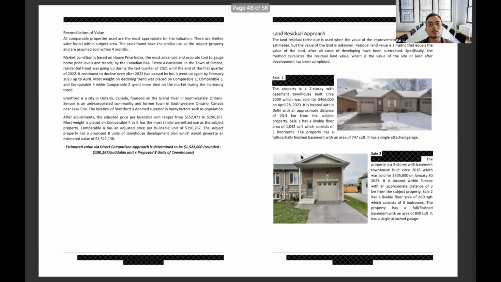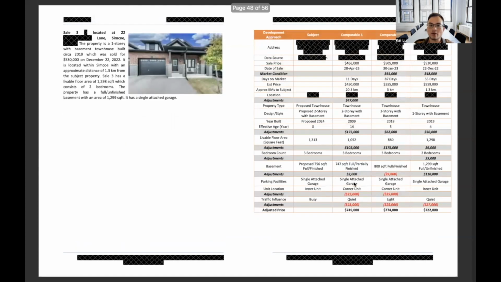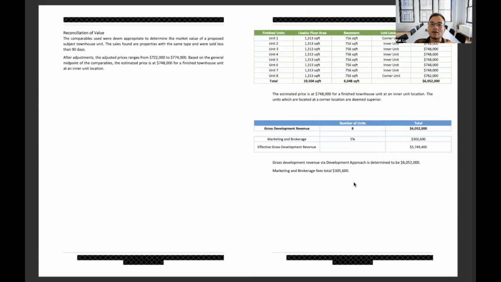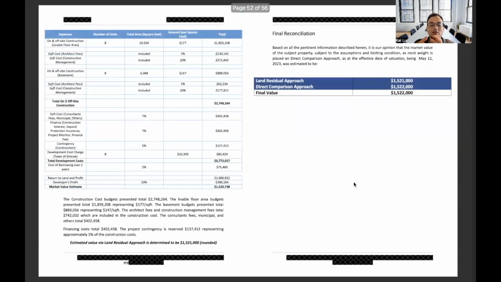The second approach is the land residual value approach. Under this method, the appraisers will find properties that are very similar to what you want to develop, and they will find the valuation for these properties. Once you get an idea of how many properties you can develop on this site, that will give you a very good idea of how much revenue you're going to be getting. Then we start deducting the development costs, such as the construction, the soft costs, and your profit. Then you will arrive at the land residual value.